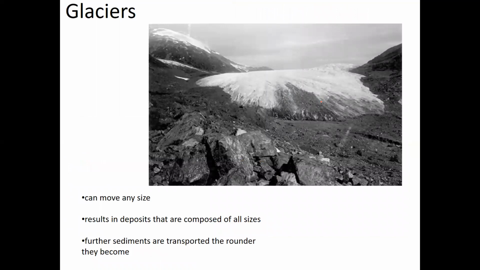Glaciers can move sediment of any size. They kind of act like a bulldozer, just pushing sediment in front of them and dragging sediment along their sides. And whenever glaciers deposit sediment, it deposits poorly sorted sediment. So we'll talk about sorting. It drops boulders and little tiny smaller cobbles and little tiny pieces of sand and everything all together. And like running water, the further that the glacier transports the sediment, the more rounded the grains of sediment become.